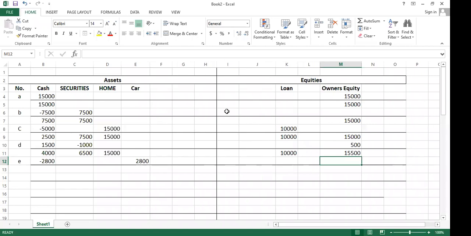Clear? Are you clear? Is it okay? Sir, car minus from cash and add car account 2,800. Not change from cash because 2,800 minus and 2,800 plus.